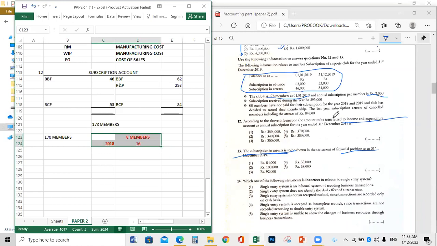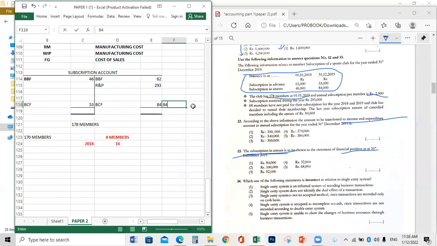Okay, they are telling it was included in the arrears of this 84,000. In this 84,000, last year members who didn't pay, which is 16,000, and now they have been cancelled, is also included inside this. So this value is wrong. You should take it out. You should take this 16,000 out just because they are no more your members.